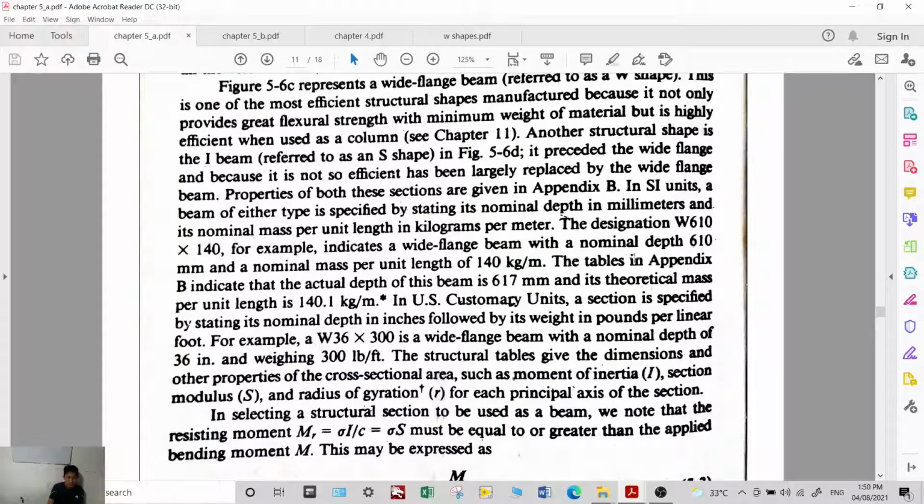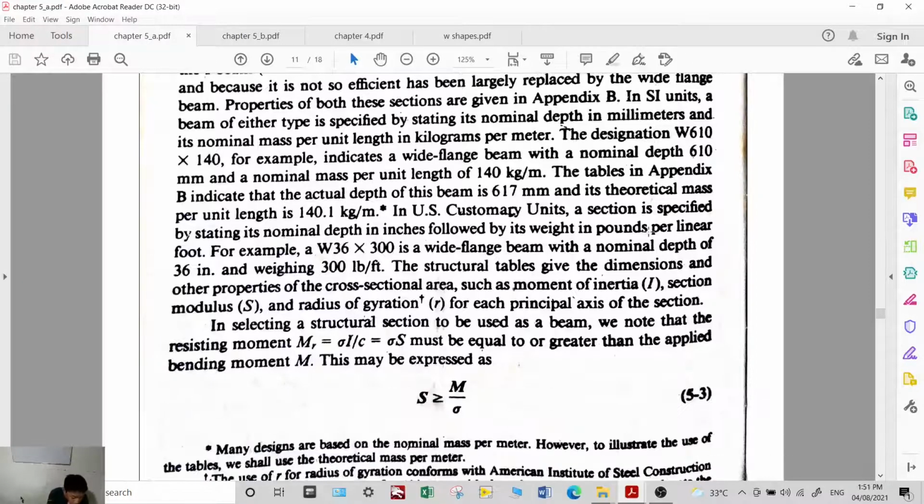In appendix B are examples of wide flange sections used. In selecting a structural section to be used as a beam, we note that the resisting moment sigma I over C, which is equal to sigma S, must be equal to or greater than the applied bending moment M.